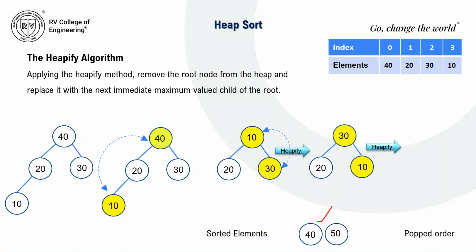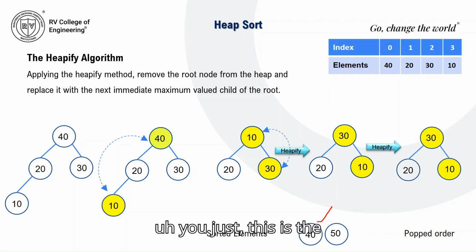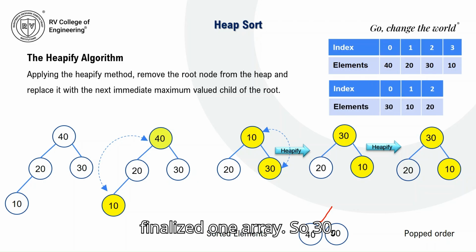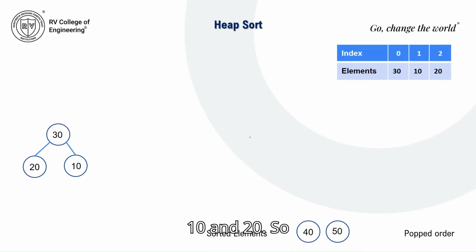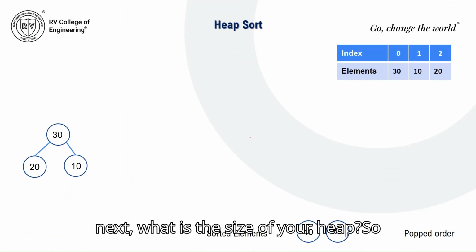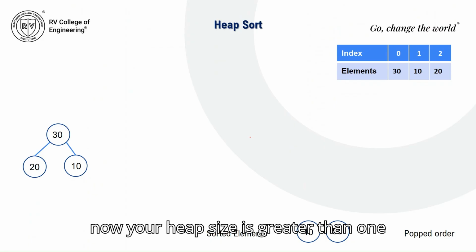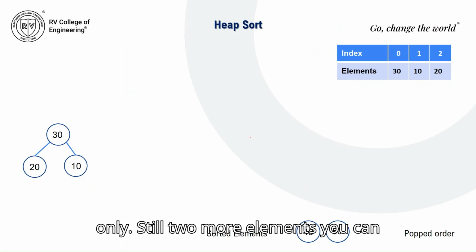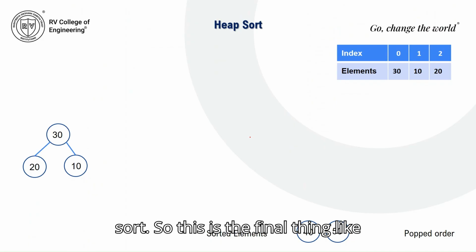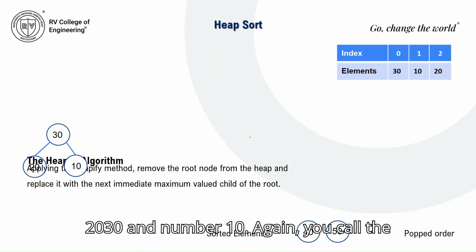Then you just, this is the finalized array. So 30, 10, and 20. So next, what is the size of your heap? So now your heap size is still greater than 1. Still 2 more elements you can sort. So this is the final thing like 20, 30, and number 10.